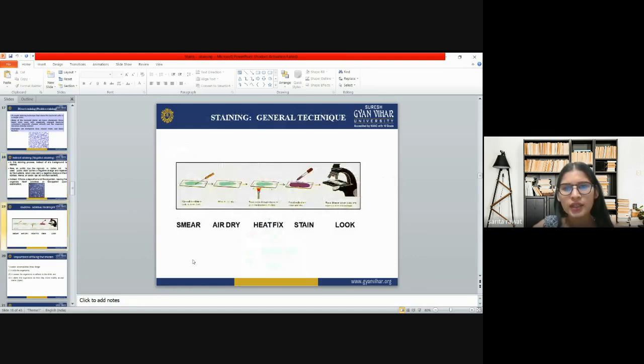Now, staining general techniques. You can see we have to prepare the smear, then air dry it, then heat fix it, then this is the staining, and then we can look it over here.